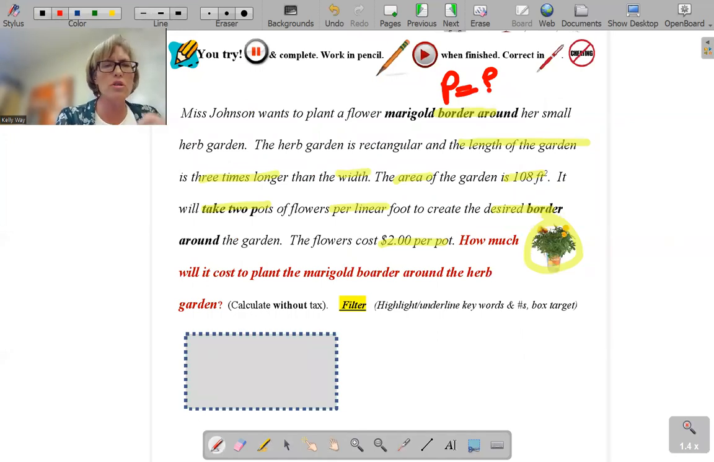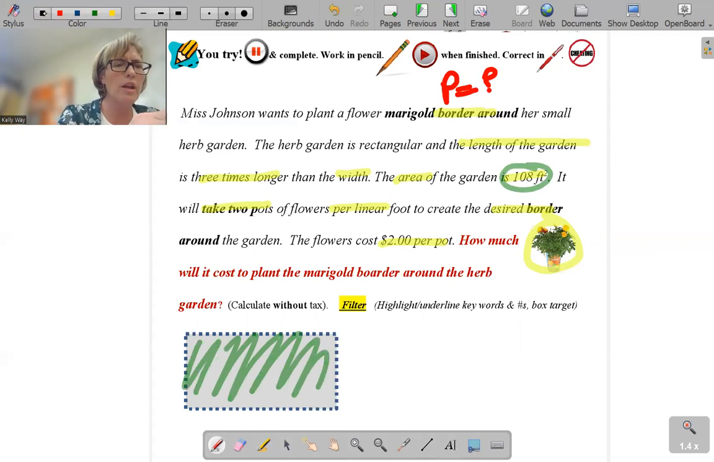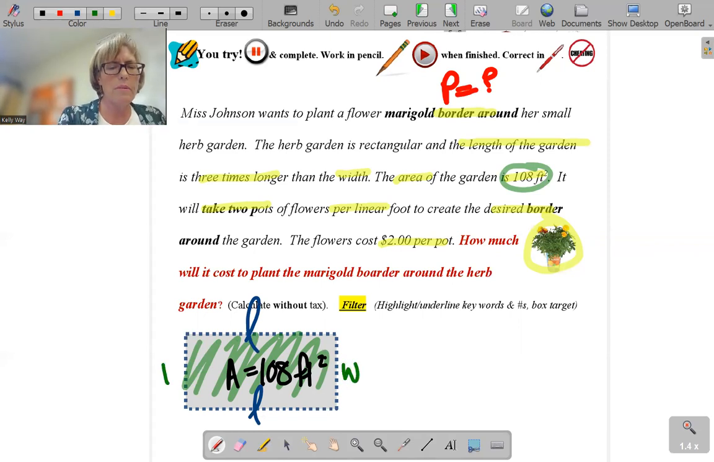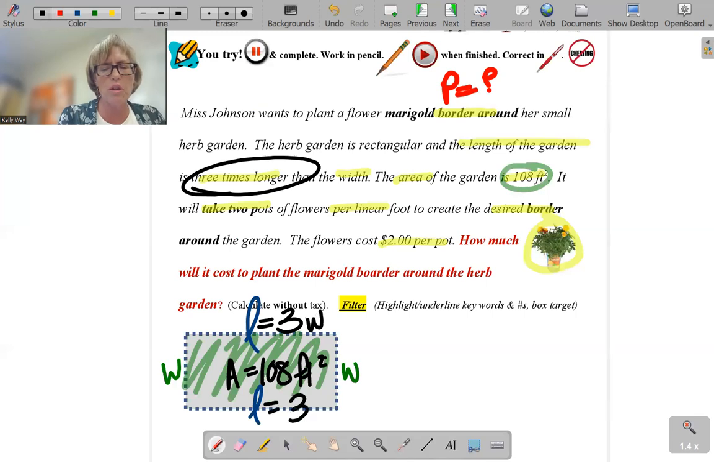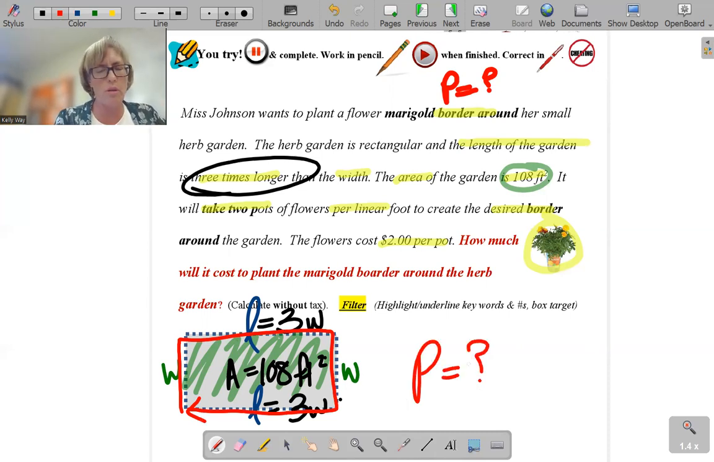Ready? What kind of information do we have? We have the area. So we shade, and we pop that in. Area equals 108 feet squared. Here's my length. Here's my width. What are we told? The length of the garden is 3 times longer than the width. So the length is going to be 3W. I want to find the perimeter around the garden. That's my ultimate goal. P equals question mark.